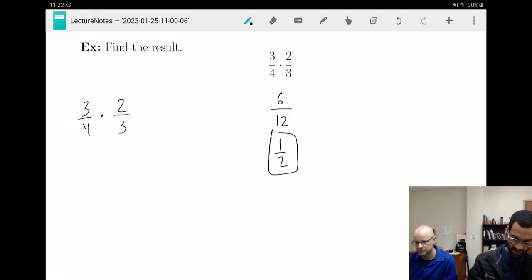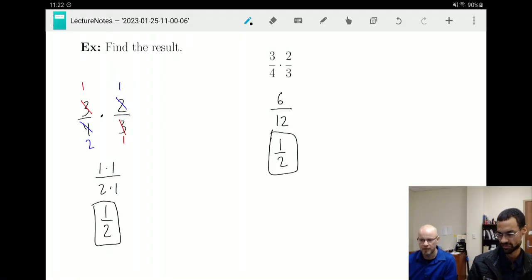Okay. I like to do it like this, where I say, well, 3 divided by 3 is 1. That's 1 over 1. And 2 over 4 is 1 over 2. So really, this is just 1 times 1 over 2 times 1, which is 1/2, right? I like that way because it's smaller numbers. You can divide before you multiply.